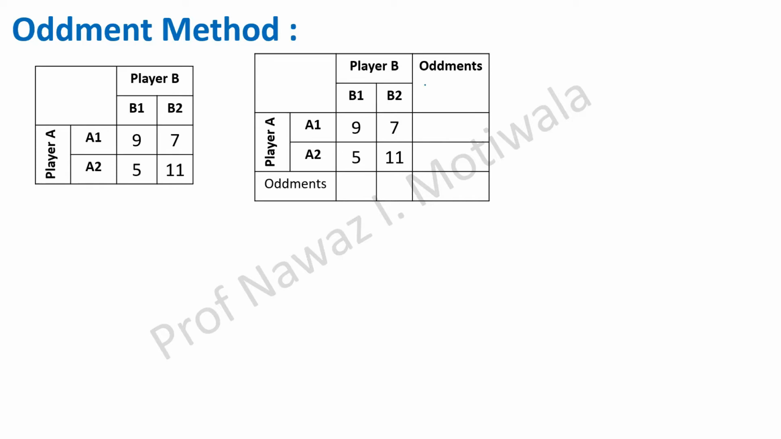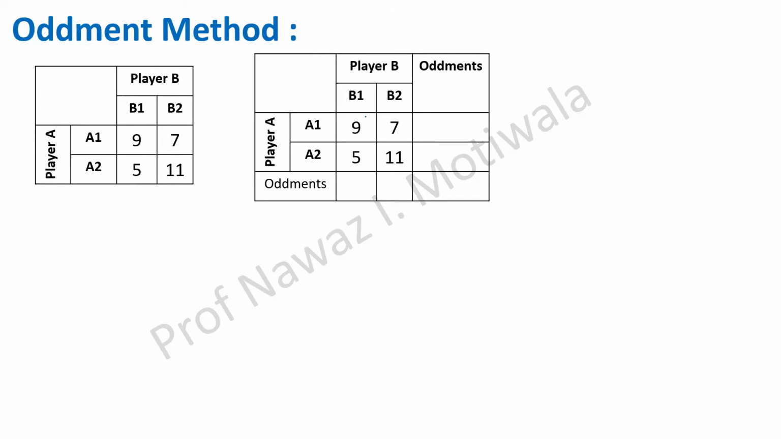That's the beauty of this oddment method. So how to calculate an oddment? Oddment is the difference of two values. That's it. Simple. It's the difference of two values, and it should be in modulus. If a negative comes, you have to write it as positive. Oddments are the chances. As I already told, it is a chance of occurrence. It cannot be negative because it is a probability. Probability cannot be negative.